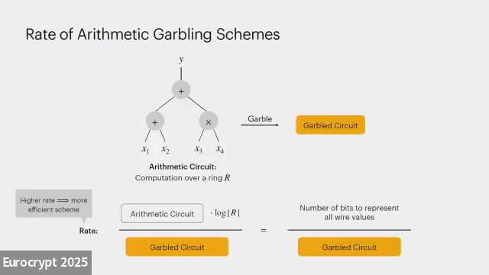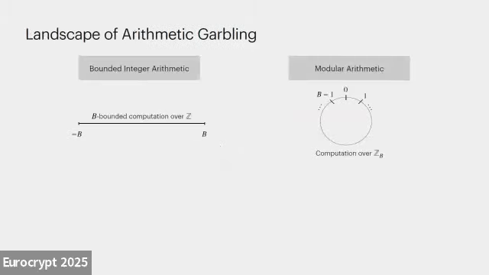Before we continue, it would be helpful to have a measure of efficiency of garbling schemes, because at its core, arithmetic garbling is about efficiency. We want to do better than Boolean garbling. A standard measure of efficiency used in the literature is the rate of the garbling scheme, which is the ratio of the size of the arithmetic circuit, which is the number of gates in the circuit times the number of bits required to represent each element of the ring, to the size of the garbled circuit itself. Roughly, it is the ratio of the bits required to write down every wire in the circuit to the size of the garbled circuit. The higher the rate, the more efficient the garbling scheme.